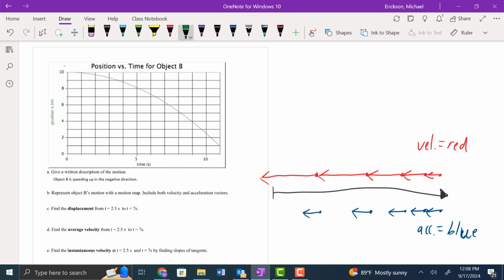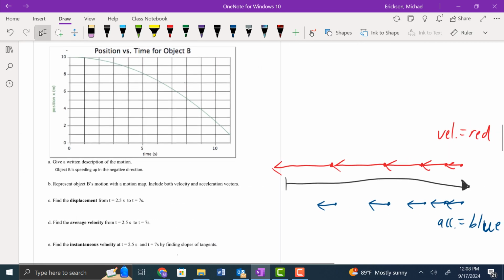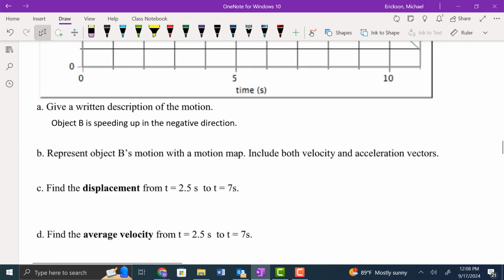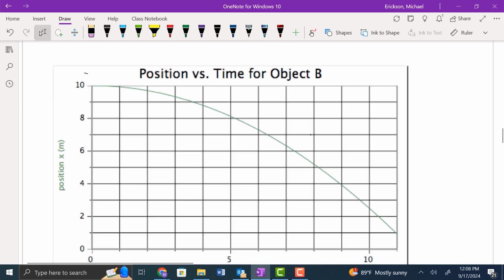All right, they want the displacement from 2.5 to 7 seconds. Now, some kids think everything needs a crazy calculation, but what we want here is to just use the position time graph and figure out the displacement. That's all we need. So 2.5 seconds to 7 seconds. Now it might be hard to see. This is halfway between 9 and 10, so I think that's like 9.5. And this one, halfway would be 6.5 here. It's a little under, so I'm going to round it to 6.3. It's up to you where you want to round it.